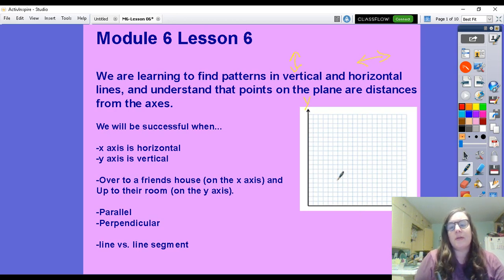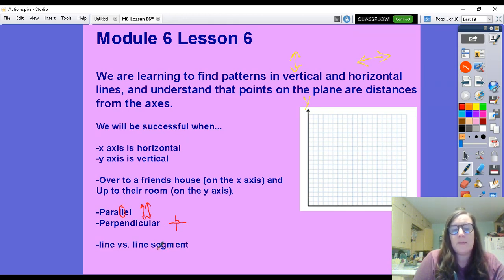We also have to remember, especially when we're identifying the points, that we go over to a friend's house and up to their room. So we're traveling on the x-axis and then we're traveling on the y-axis. We need to think about these words parallel and perpendicular. Parallel, remember, has those two L's that are traveling in the same direction. And perpendicular is a difficult long word, like lines that run into each other, and they run into each other at a 90-degree angle.